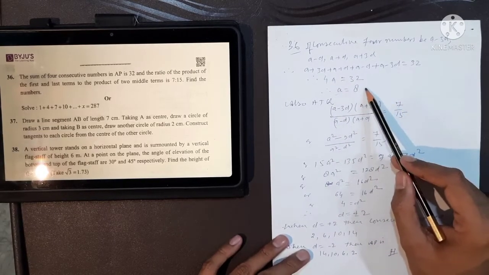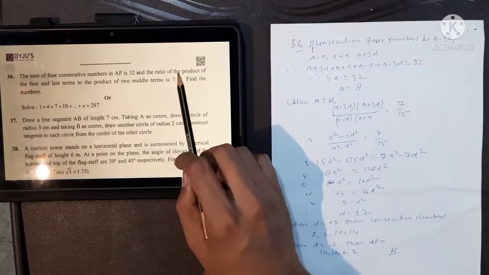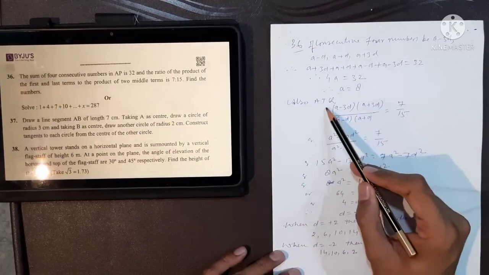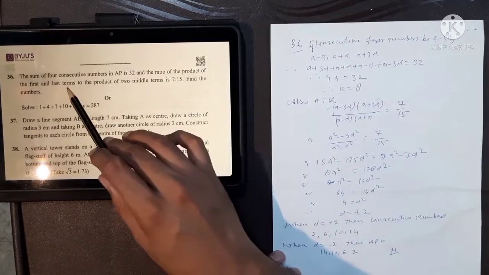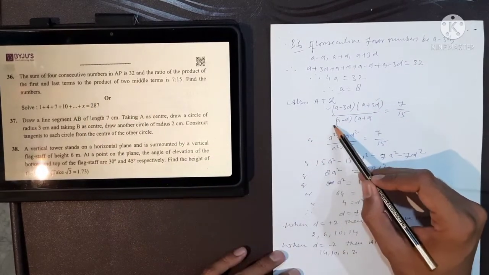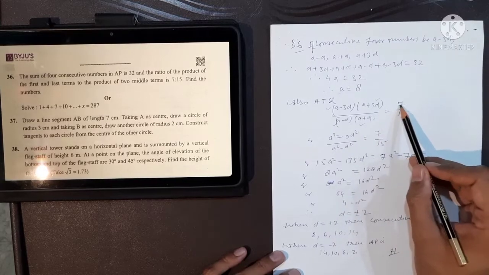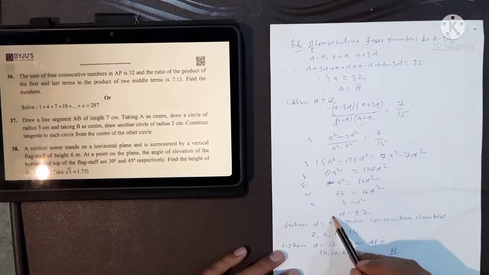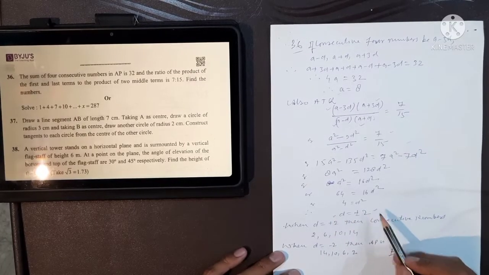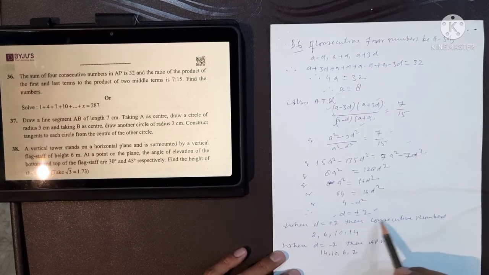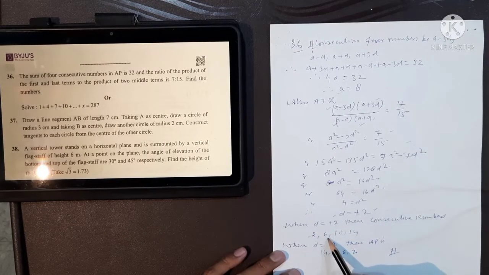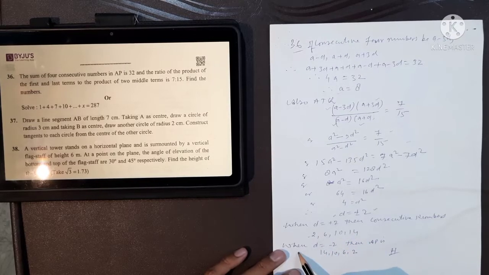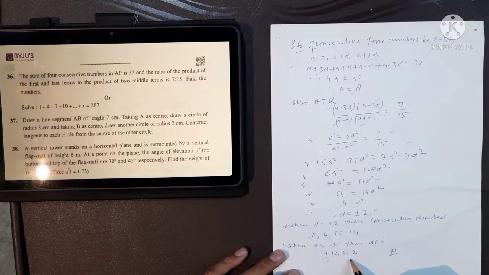Now we have to find d. Also in the question it is given that the ratio of the product of the first and the last terms, and the product of the two middle terms, is equal to 7 is to 15. On solving this equation we get d is equal to plus or minus 2. So when d is equal to plus 2, then the consecutive numbers are 2, 6, 10, and 14, and when d is minus 2, we substitute a and d in these equations to get these terms.